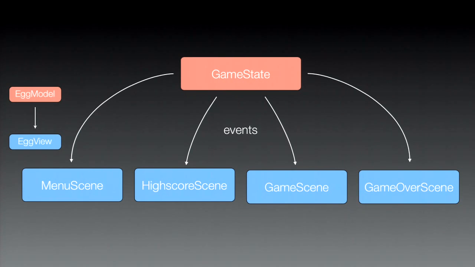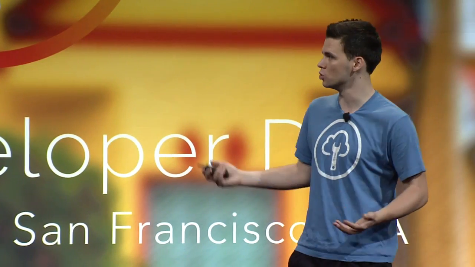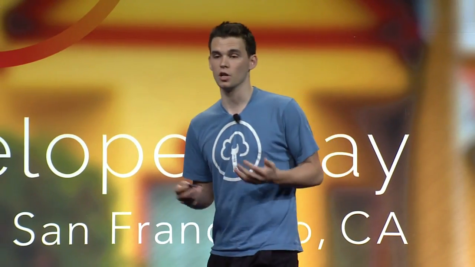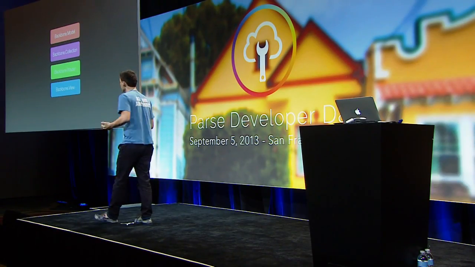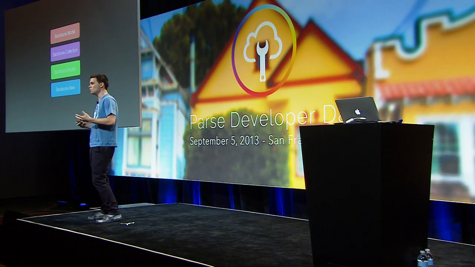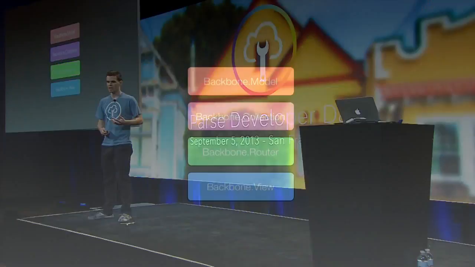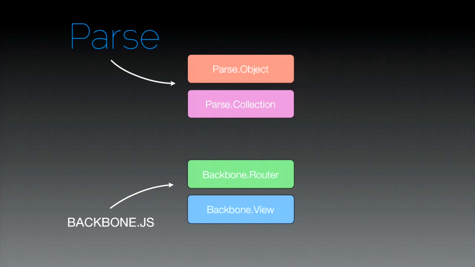So we have all this cool Backbone stuff. So where does Parse come into play? Why do you even need Parse? You have this cool game. Well, Parse is all about the server side. So Parse, we basically took Backbone, and we replaced the two model-driven things. And that was the model and the collection. And we changed them into Parse Object and Parse Collection.